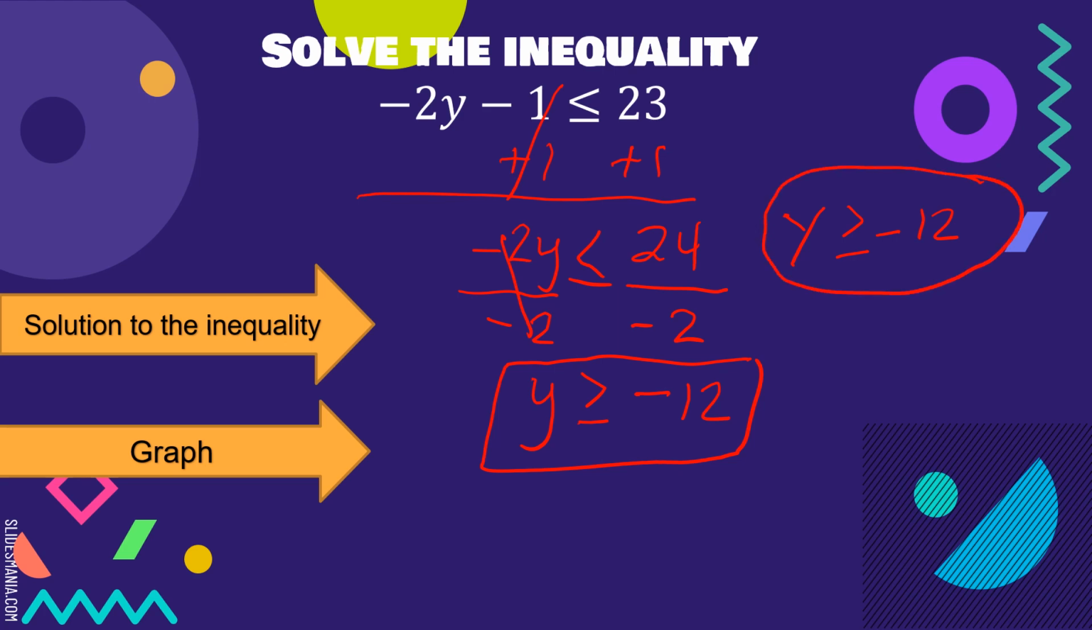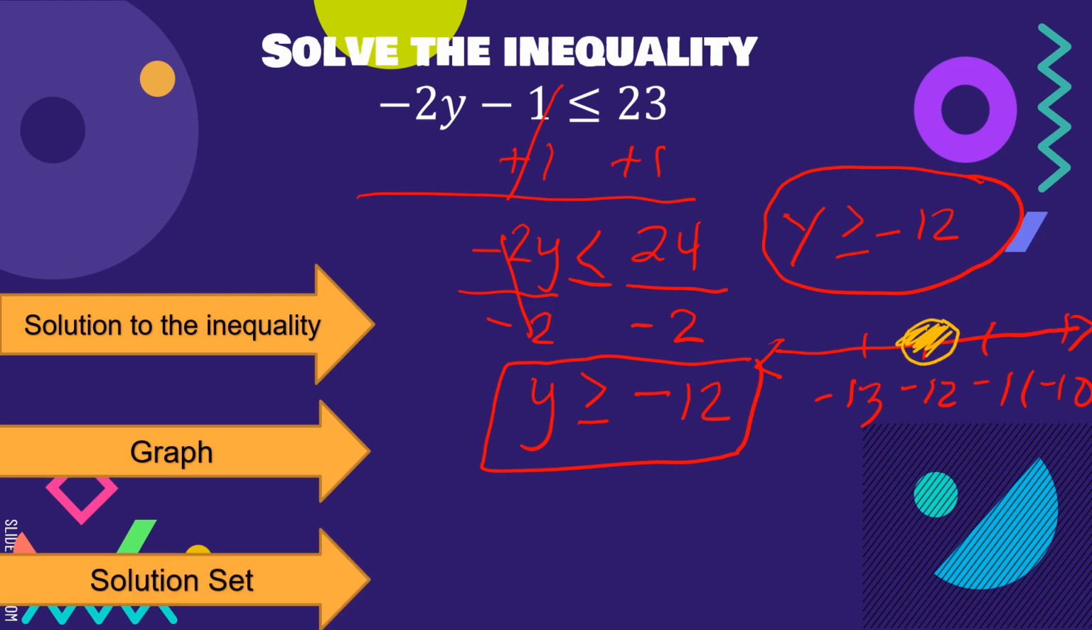And then we are going to sketch our graph. Our graph has here negative 12. We have here negative 11, negative 10. We have here negative 13. And negative 12 is included in our graph, so this is a solid circle. Our inequality points to the right, so we are going to sketch our graph to the right.